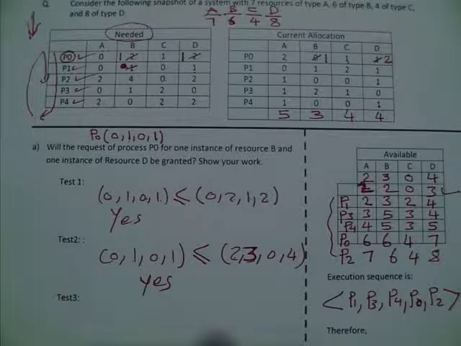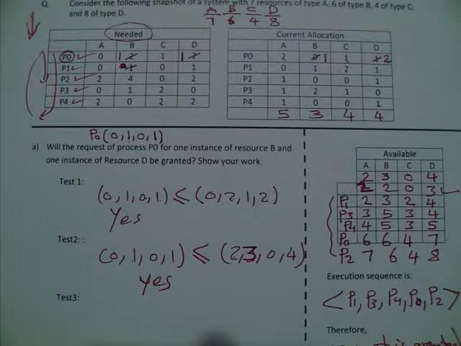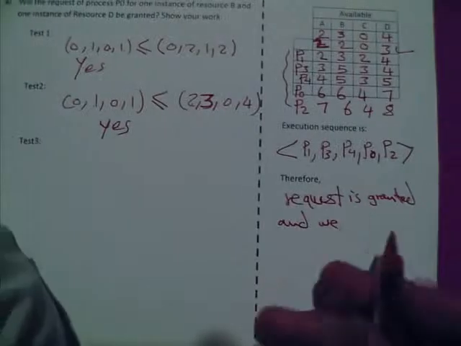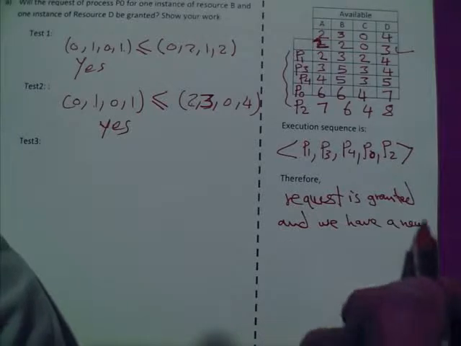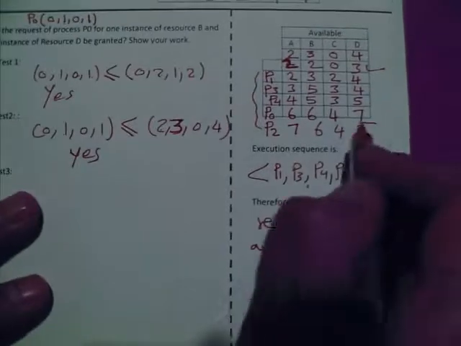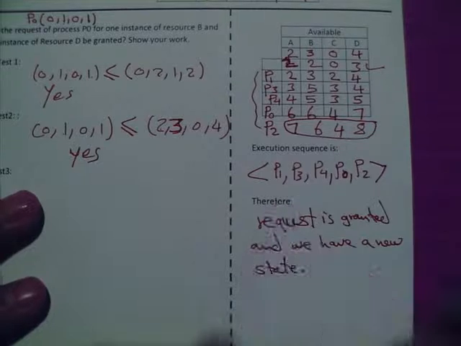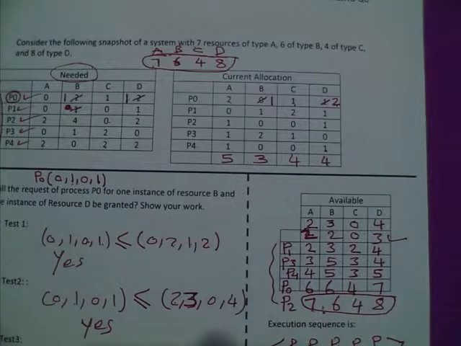Therefore, the request is granted, and we have a new state. Now, if you want to make sure that your calculations are correct, in case you're making simple mistakes, always check towards the end against what the system initially has. So they are equal. They are equal.